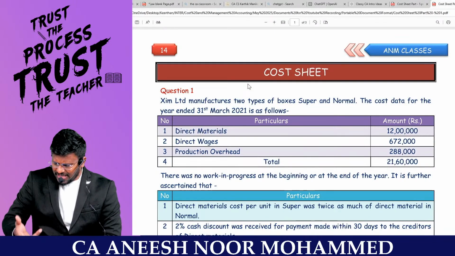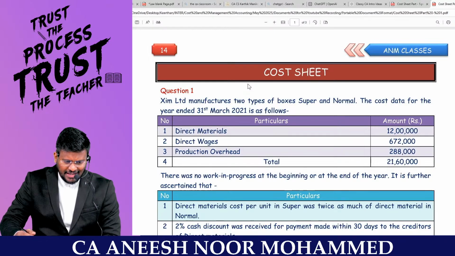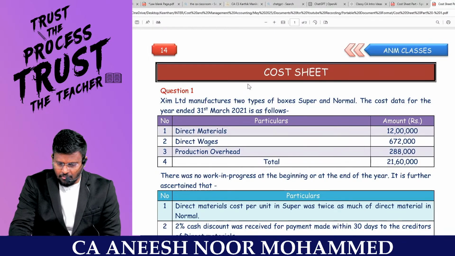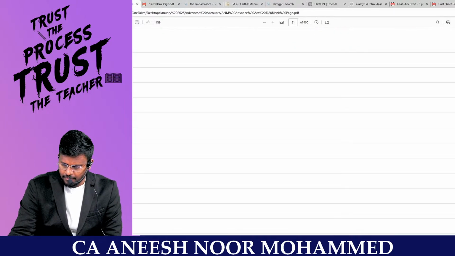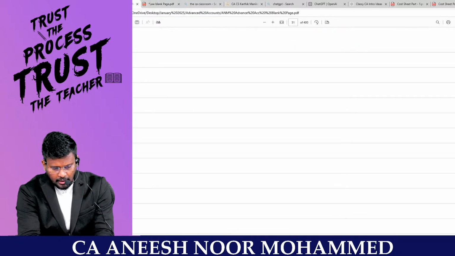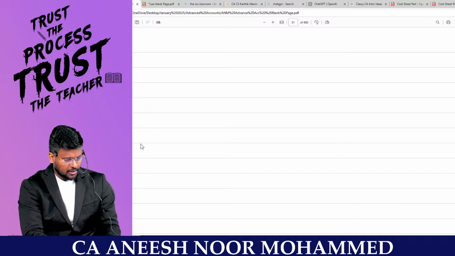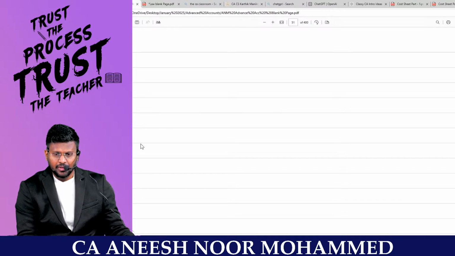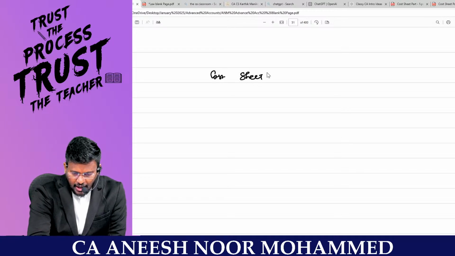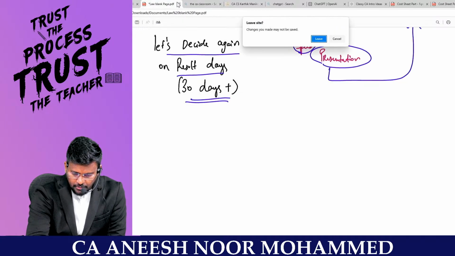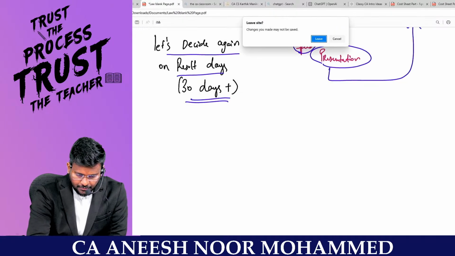So, what is the plan? There is a structure of studying costing. In that, my dear lovable students, the first chapter we have to prepare is the cost sheet. We have to prepare the cost sheet.